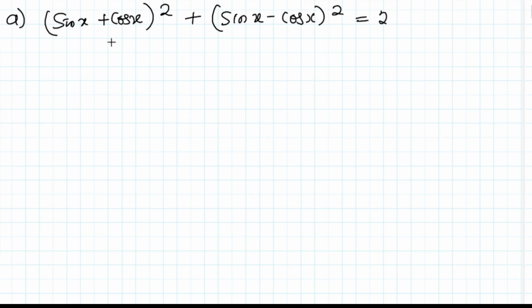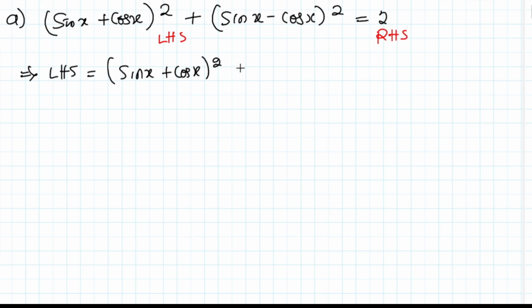You can see that if you follow our steps, it says start from the complicated side. The complicated side here is the left hand side. This is the left hand side, this is the right hand side. So we cannot prove 2 to get the left, we can only prove from the left to get the right. So we start from the left hand side. The left hand side is (sin x + cos x) all squared plus (sin x - cos x) all squared.